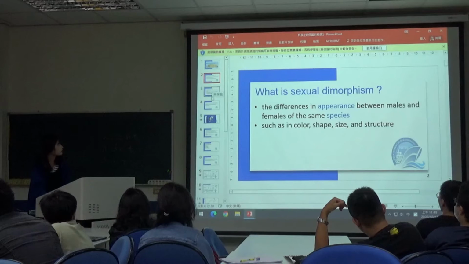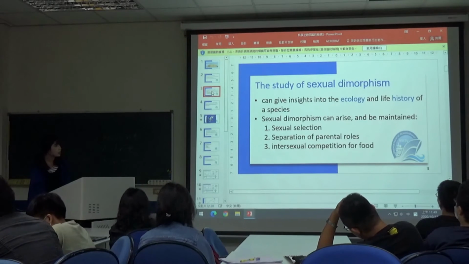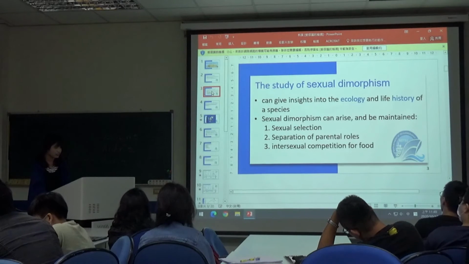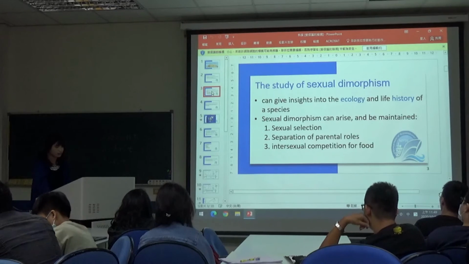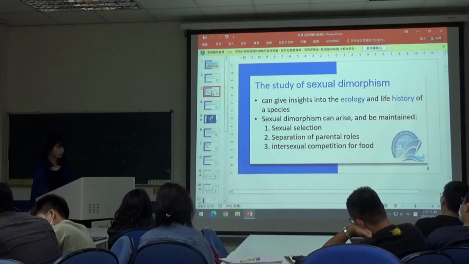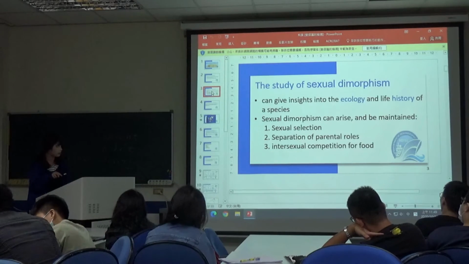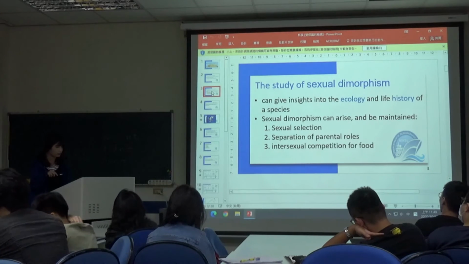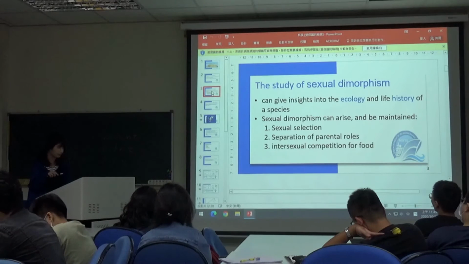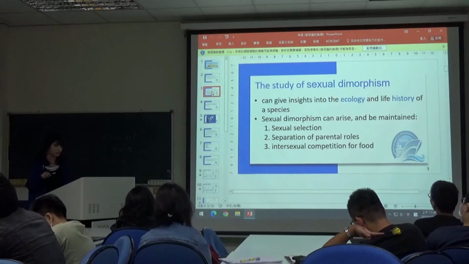Next page. From you know, what is the difference between sexual selection and the separation of parental roles? What is different? Repeat his question. His question is what is different of the three: sexual selection, separation of parental roles, and the inter-sexual competition forces.